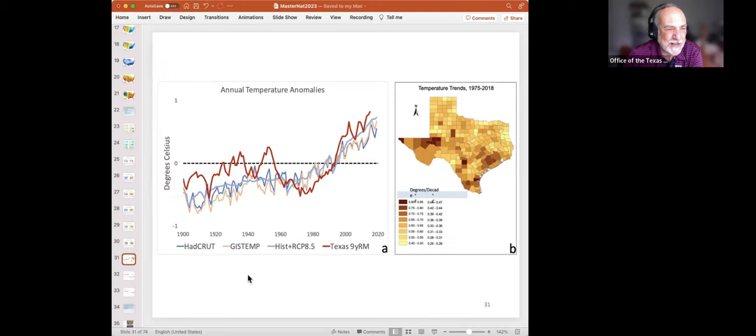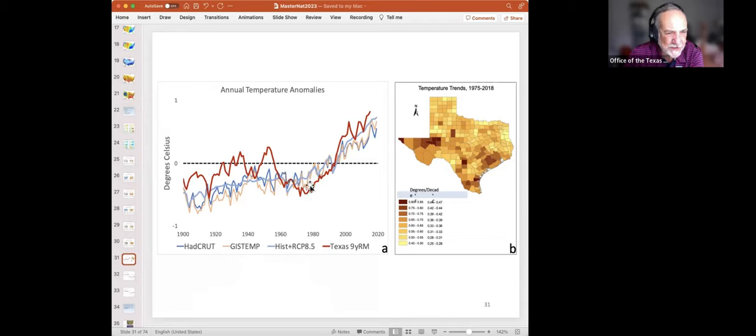And the reason I'm focusing on since 1975 is on the left. Here we've got a graph of, in red, Texas temperatures averaged over 9-year periods. And they were going up slowly up until the 1950s or so.